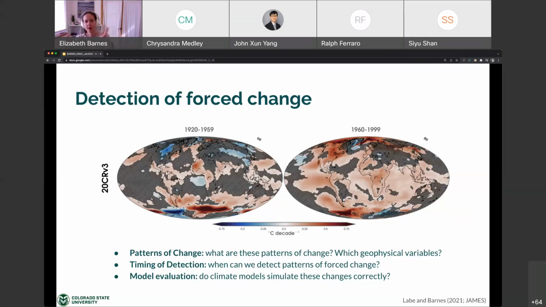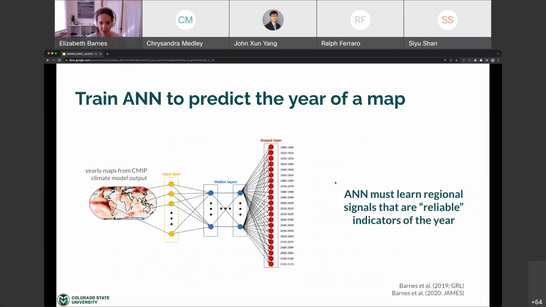So what we did was a little weird. We trained a neural network to predict the year of a map from a climate model. Let me talk through this. We have many climate models, each of them simulating lots of different variables. What we did is we trained a neural network to take a map of annual mean surface temperature, an example shown here on the left, and we wanted, given that single map of one year from one climate model, for it to tell me what year it came from.